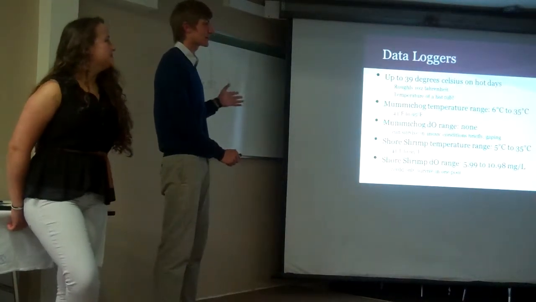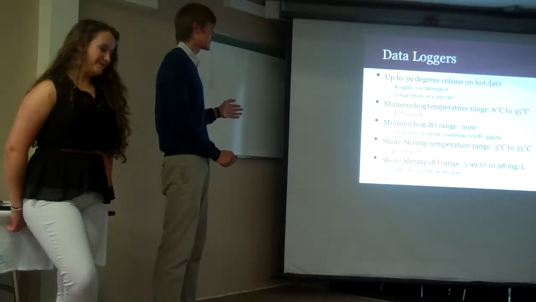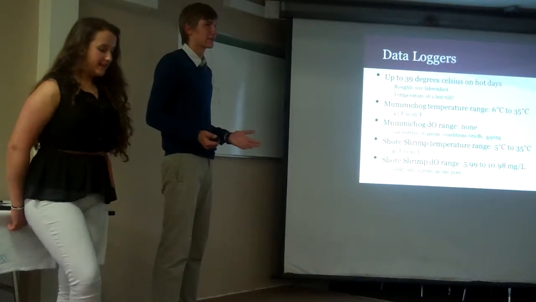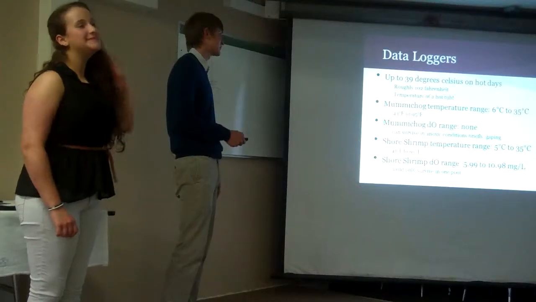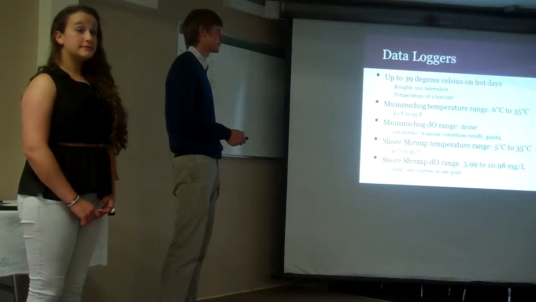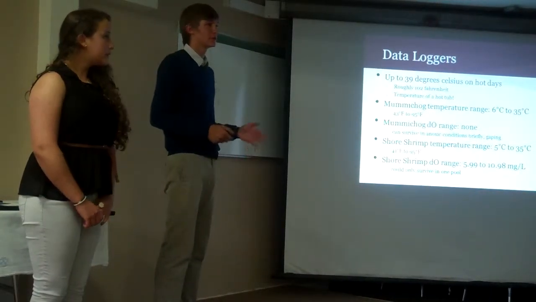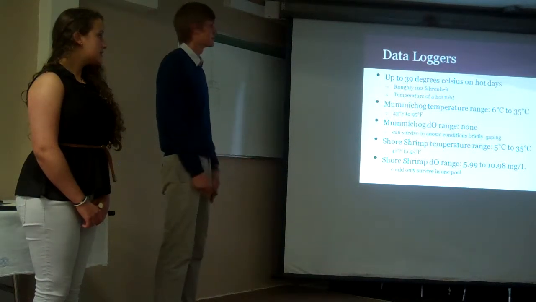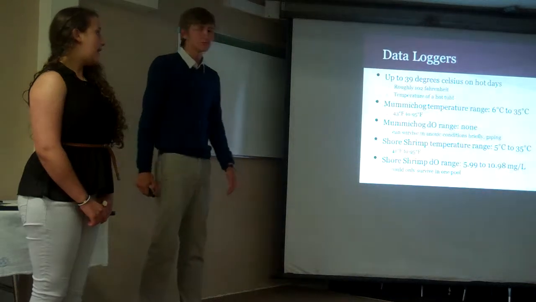So yes, we got up to 39 degrees Celsius. That's as hot as a hot tub. Obviously, fish are not going to be able to live in that environment. The temperature range for Mummichogs, the maximum is around 35 degrees. Even the pool in the shade got above that at times. So it's going to be really hard for them to live in that environment.